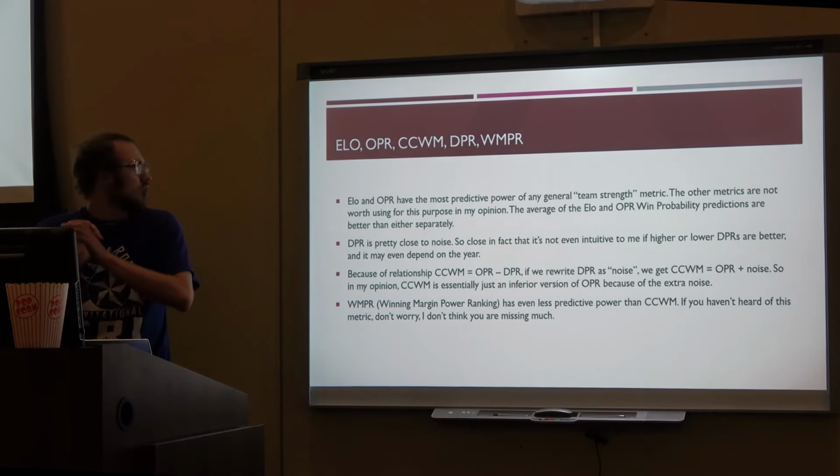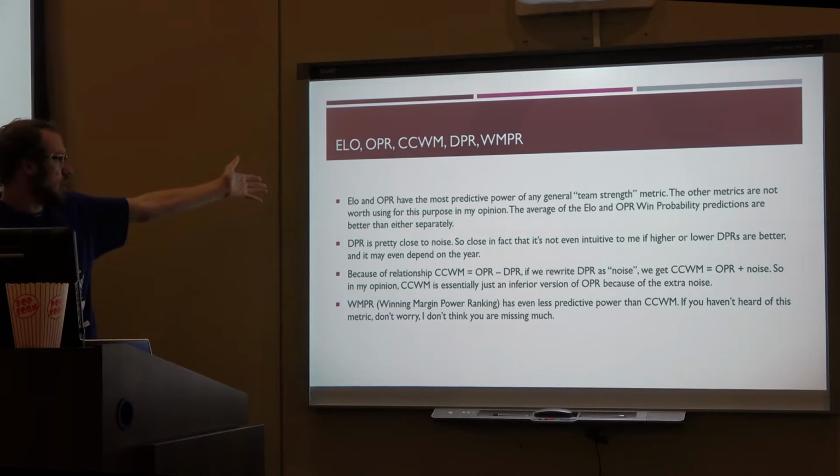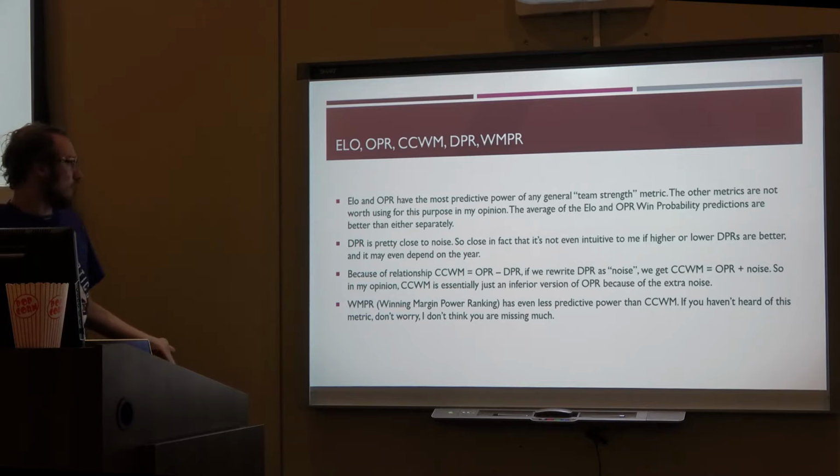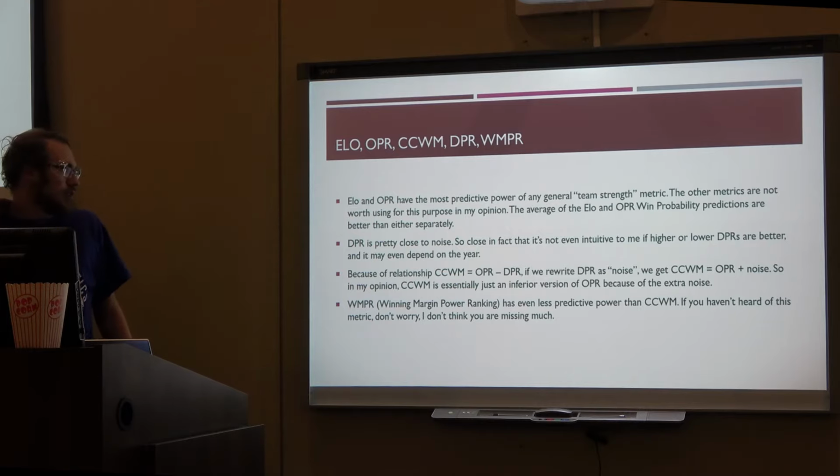Okay, so here are some of the big name metrics, and just a quick summary of how I think they should be used. Ehlo and OPR are the most predictive of any of these team strength metrics. I don't even really think the other ones are worth using for this kind of purpose, where you just get a sorted list of teams from best to worst.